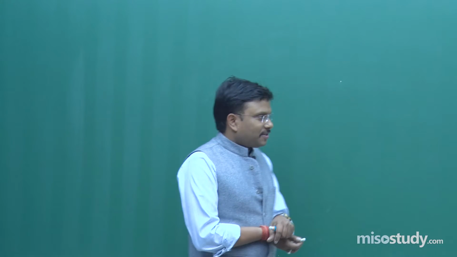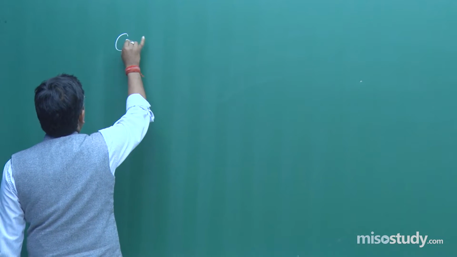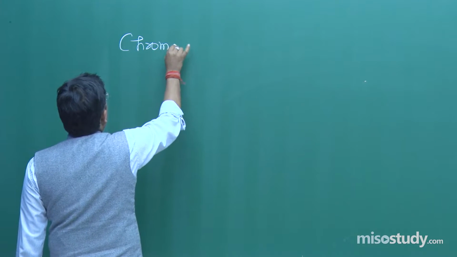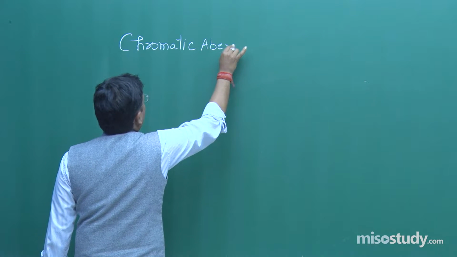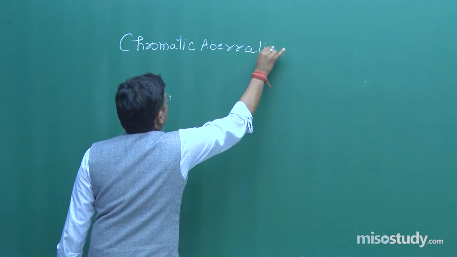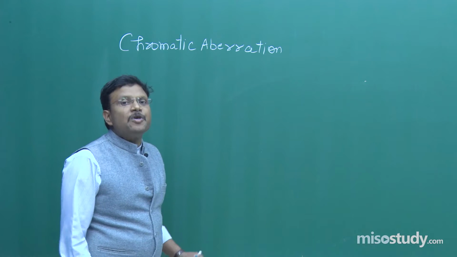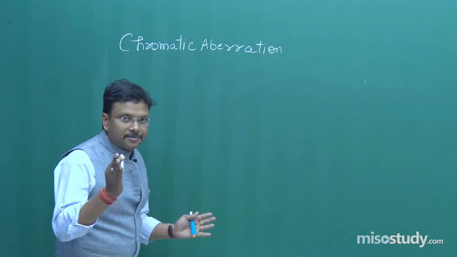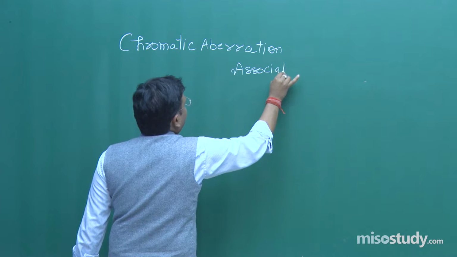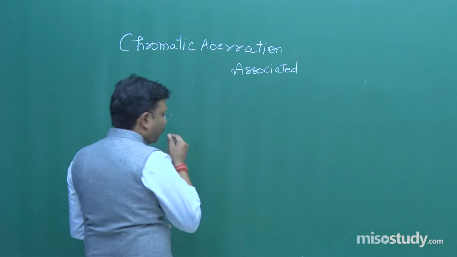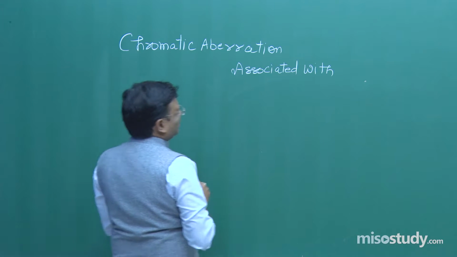Fine. Basically in today's class I plan to elaborate on chromatic aberration. So I will discuss chromatic aberration. Actually this is something which is associated with a lens.